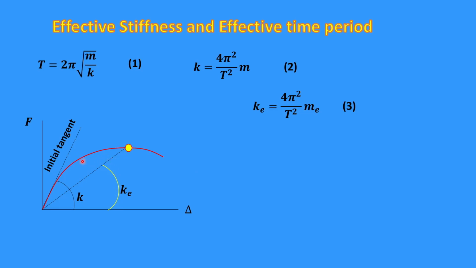If you take a point at any other level here, here or here, you will get different values of effective stiffness based on the damage state. So this is the physical meaning of the effective stiffness.